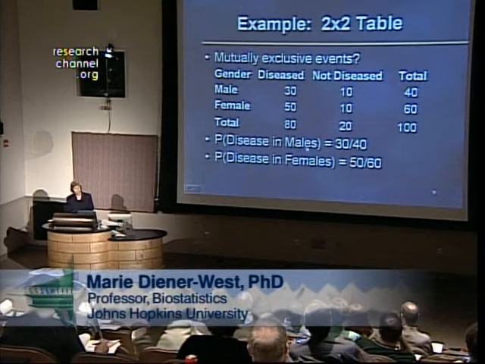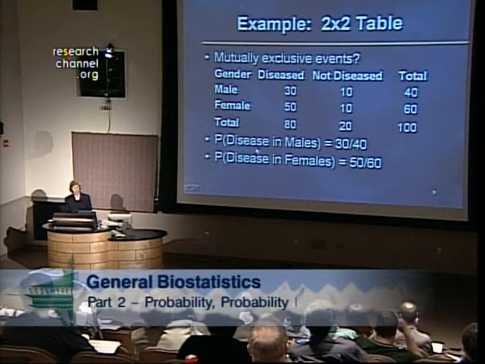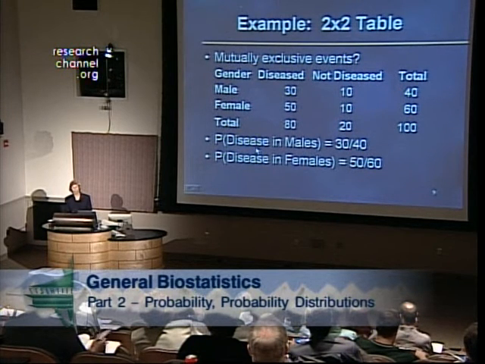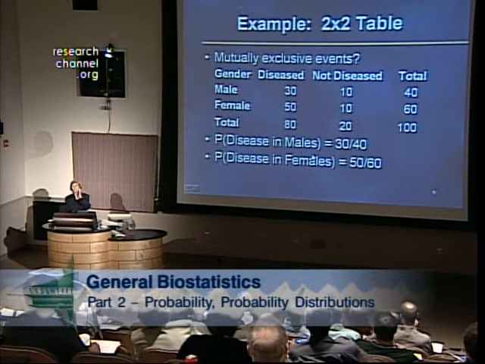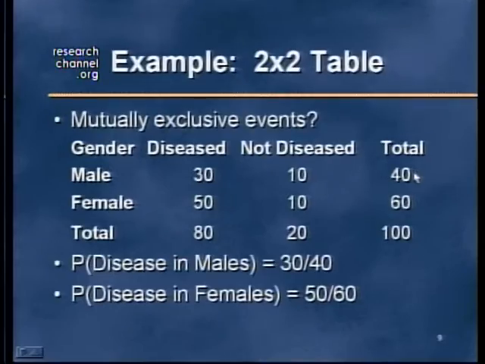I could also look at calculating some conditional probabilities. In other words, suppose I was just interested in the probability of disease in the group of males. How would this change the calculation of the probability? Any ideas? Well, I'll say that again. If I was looking at the probability of disease in males, I would focus all of my attention on the subgroup of males. So what I would see is that I'm looking just at the subgroup of 40 males. The probability of disease in that subgroup is 30 out of 40, or 0.75.